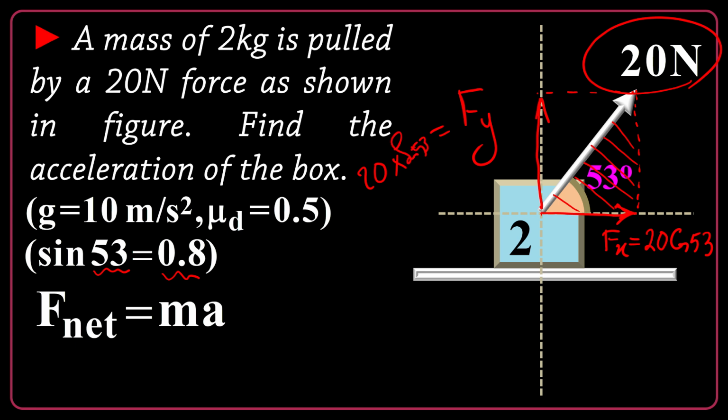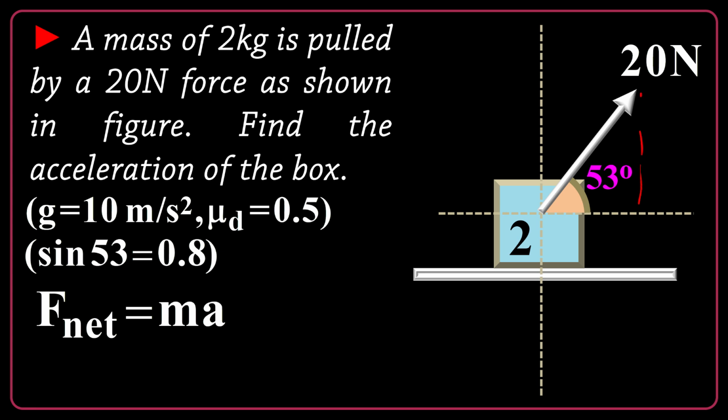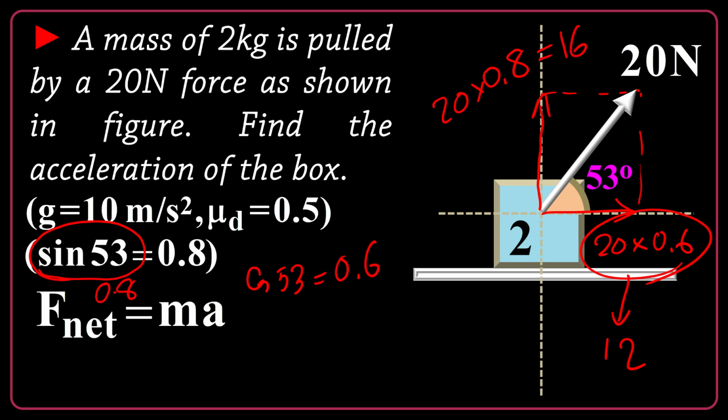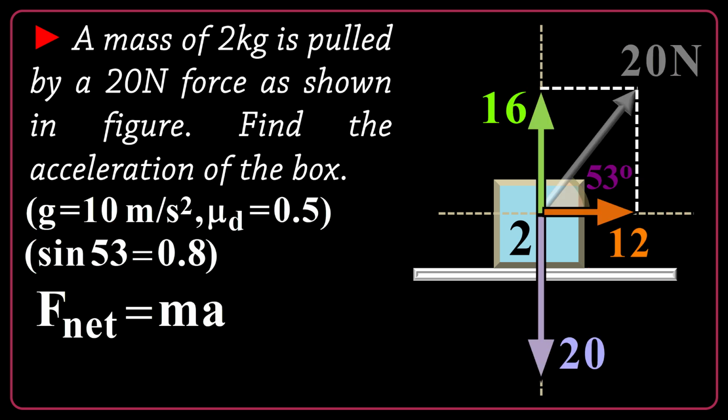So it's very easy. Let's check them again. Here, 20 times cosine of 53. If the sine of 53 is 0.8, then the cosine of 53 is going to be 0.6. So it's 20 times 0.6, and the vertical component is 20 times 0.8. So the horizontal component is going to be 12, and the vertical is 16. Now I can decompose this force. Okay, 12 and 16.